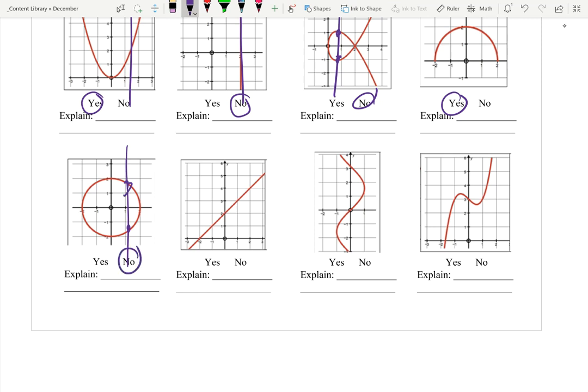The sixth one passes because the vertical line will only hit the graph once anywhere you go. The seventh one is going to fail. Right here, for example, the line hits the function twice, so that's not going to be a function. And then the last one passes because the vertical line will only hit the function one place at a time, no matter where you draw it.